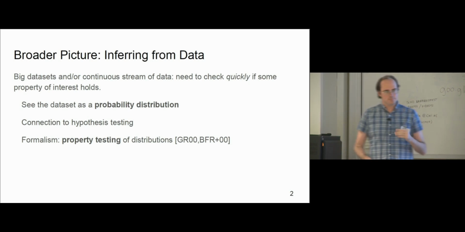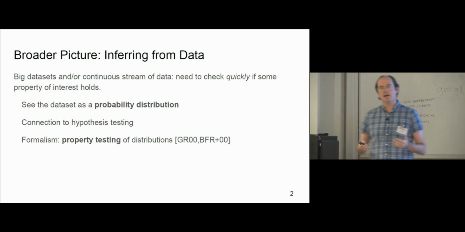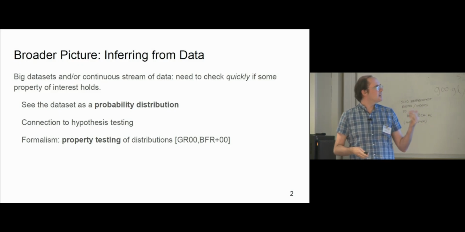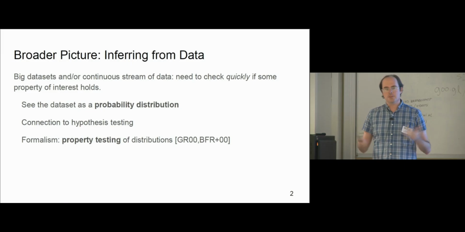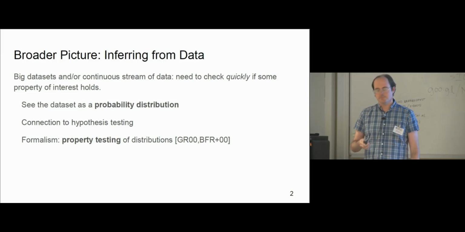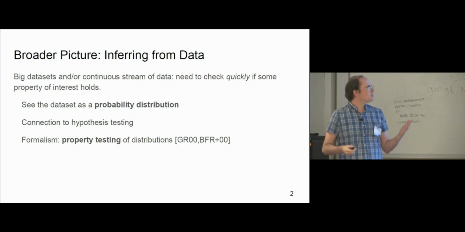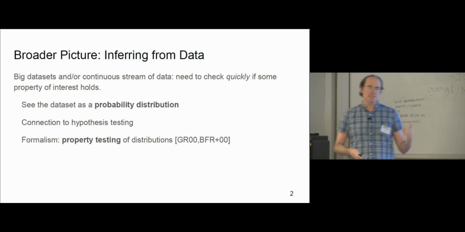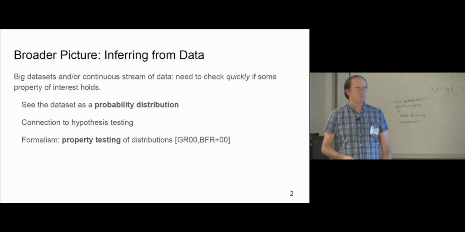And we want to do so using as few samples from the data as possible, and with a computationally efficient algorithm. And often we can test whether a property holds using fewer samples than it would take to learn the probability distribution.